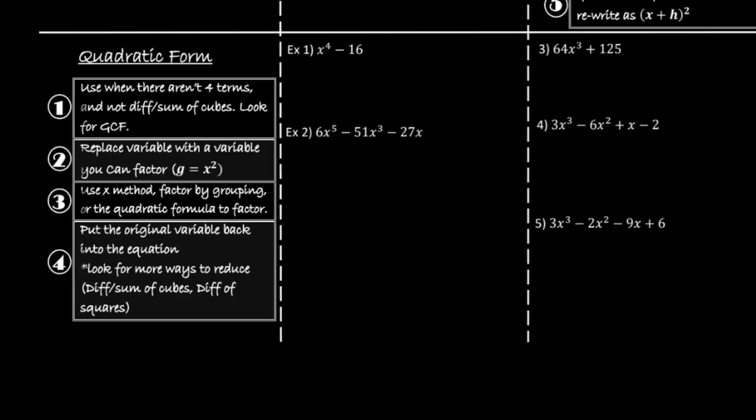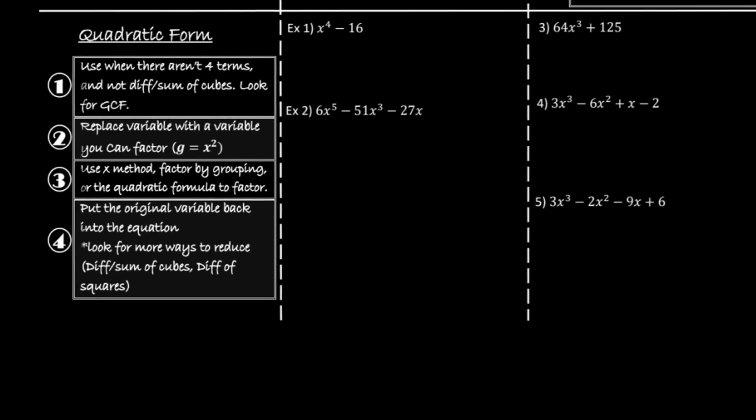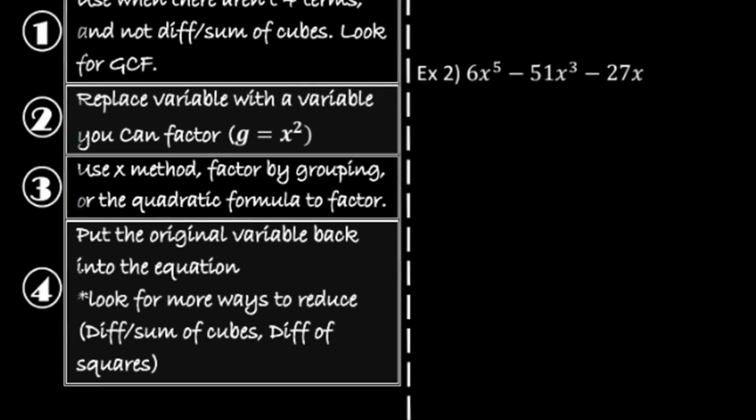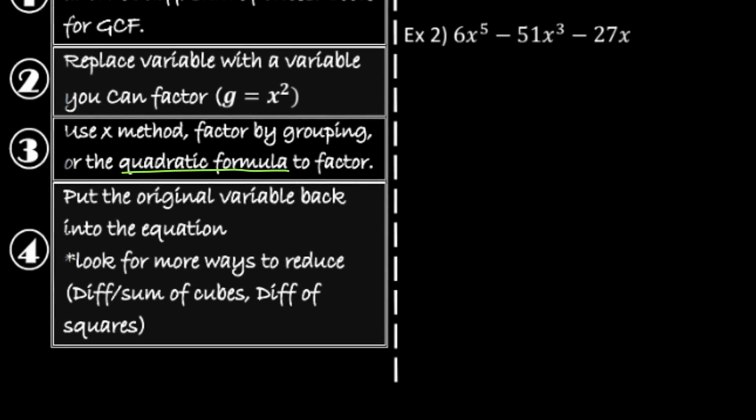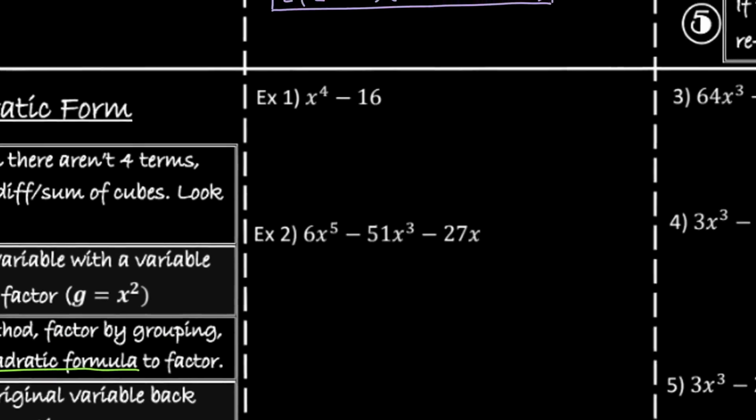So, step 1 says use when there aren't 4 terms and it's not difference or sum of cubes. And always look for a GCF. Then it says replace variable with a variable that you can factor. For some reason I like g, so I always put g equals x squared. Use the x method, factor by grouping, or the quadratic formula. So this is where if it's asking you to factor, you don't use the quadratic formula. Put the original variable back into the equation and you look for more ways to reduce. Difference or sum of cubes, difference of squares. So again, let's try it.